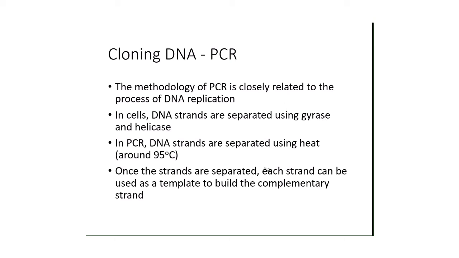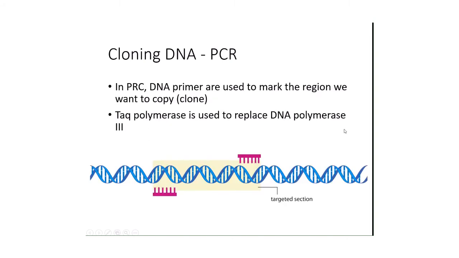And once the strands are separated, each strand can be used as a template to build the complementary strand, just like DNA replication. So in PCR, we have to create what's called a DNA primer to mark the location, the region that we want to clone. When we have a DNA sample, we have to have an idea of what's flanking the target section.